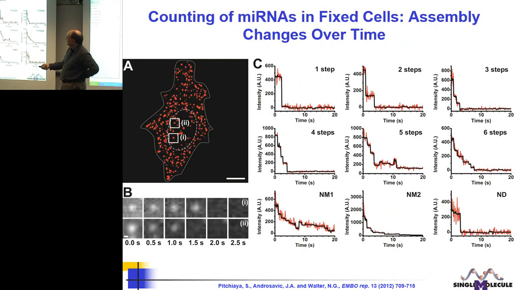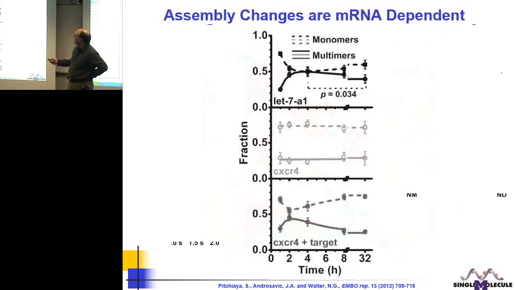But then we also see two steps where it's brighter here and then goes halfway and then even further. And you see that here. You see sometimes three steps, four steps, five steps, up to six steps we can count. And we can then use this information and plot the number of monomers and the number of multimers, which is everything above one, so two, three, four, and so forth. We see how that evolves over a period of hours.